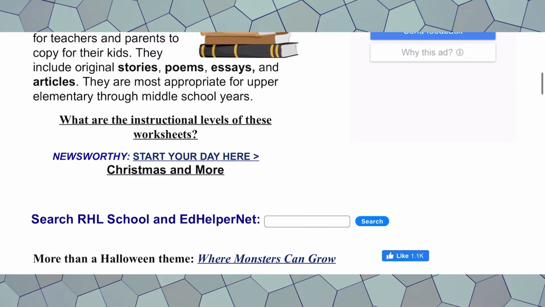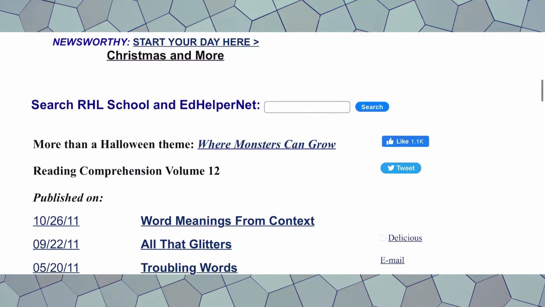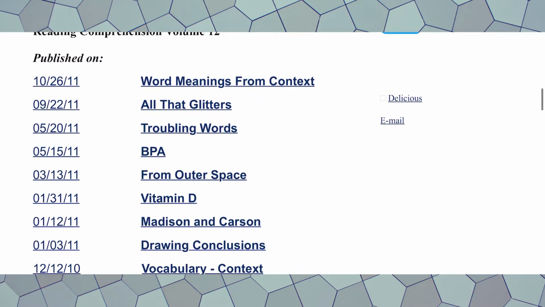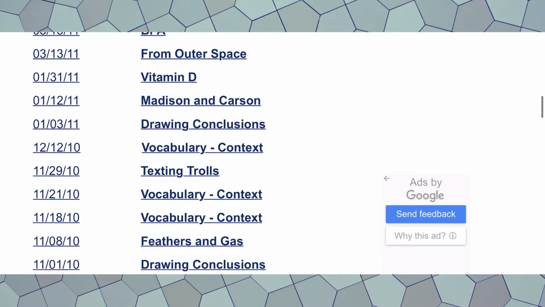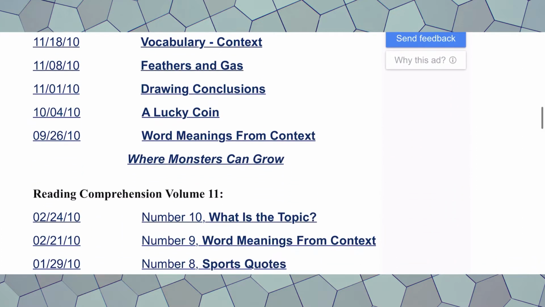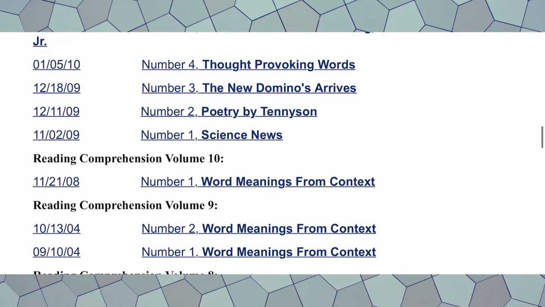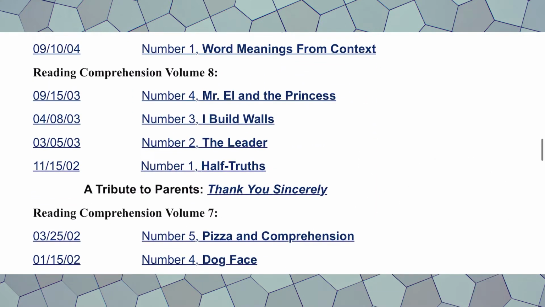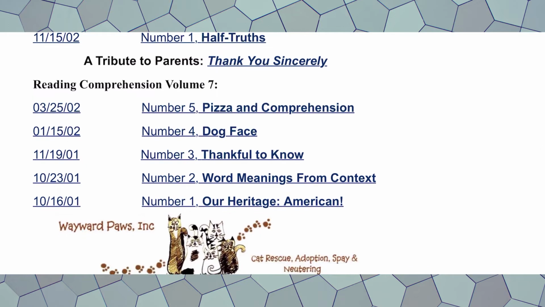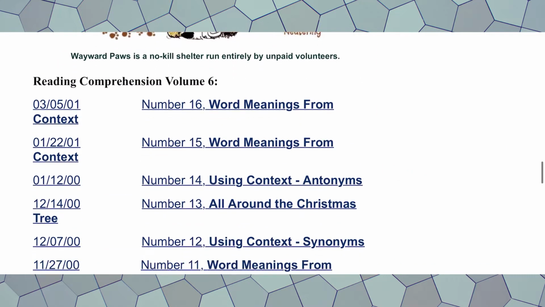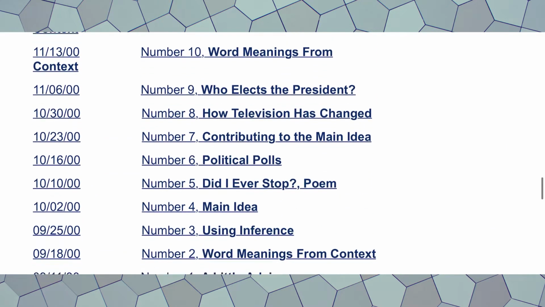As you can see, we have different worksheets. Some of them are original stories, poems, essays, or just articles. And every worksheet has a different style of questions, like, for example, vocabulary context or quotations, which are super fun, by the way, or word meanings from context. And these are my favorite. And then you have a bunch of more general or specific worksheets.